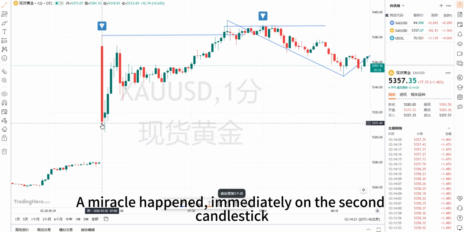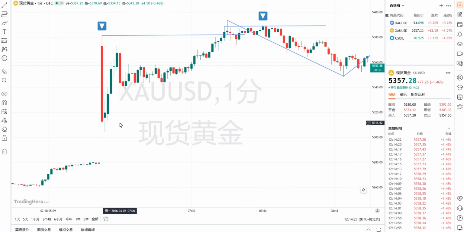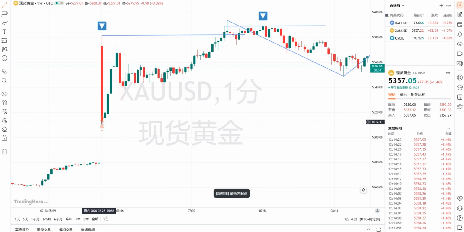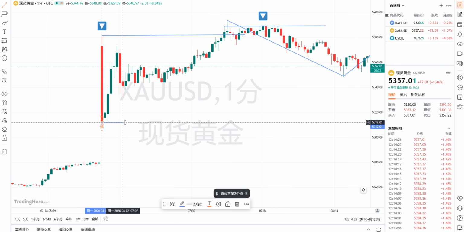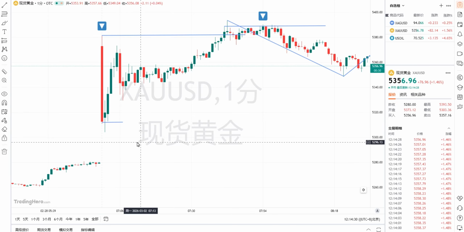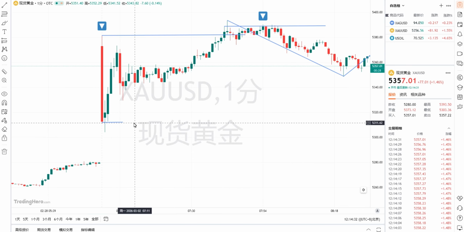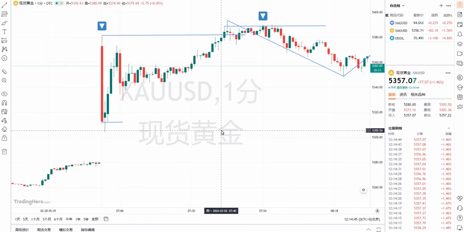A miracle happened. Immediately on the second candlestick, there was a significant gap down and plunge, which directly filled my pending order successfully. Currently, I still hold the short position opened at 5380. I did not close all short positions here, only closed the short position opened at 5,250. Consider it a cost replacement, because my average cost had already increased from 5,250 to 5315.